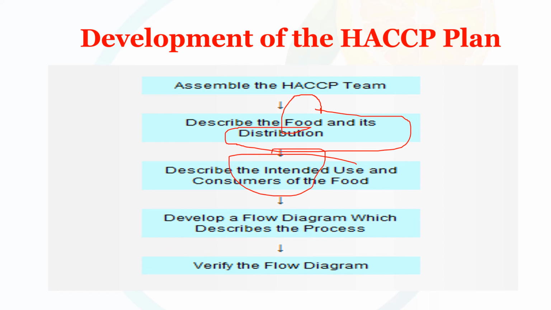Suppose we take toffee. Toffee is used for eating purposes, for enjoying; children love to eat toffee, so that is the intended use. What is the intended use of the toffee? To eat, especially by children, as I told you. So here the intended use is described. Then a flow diagram is made, including all the processes related to manufacturing of the toffee, and then the flow diagram is verified.